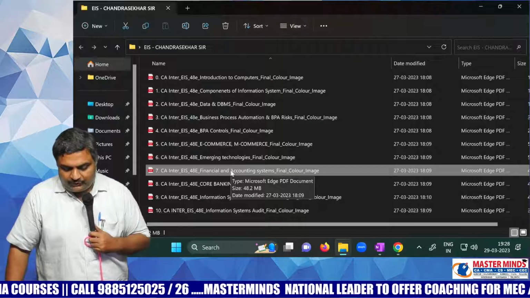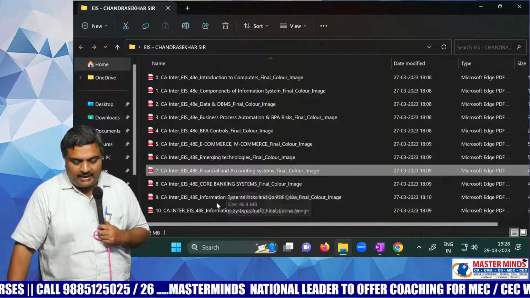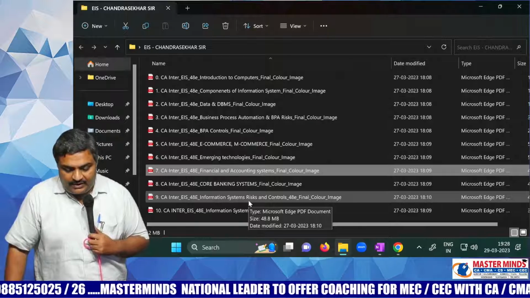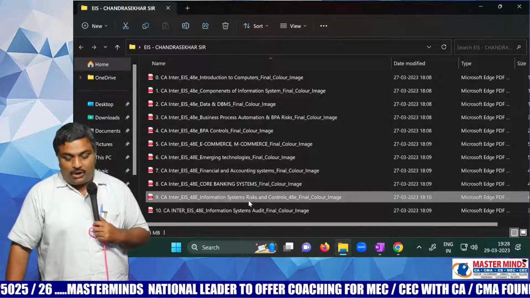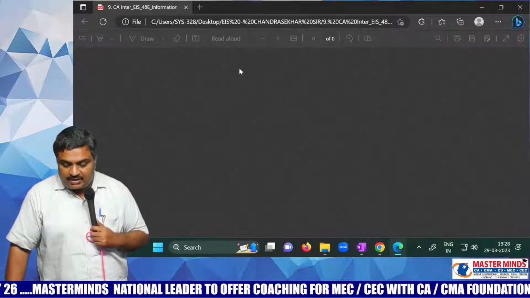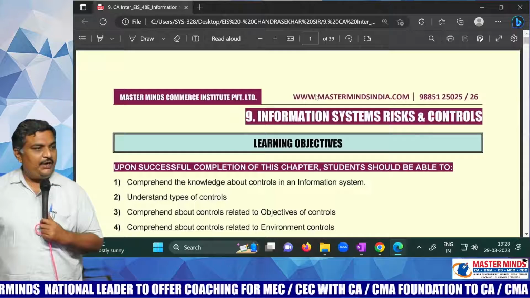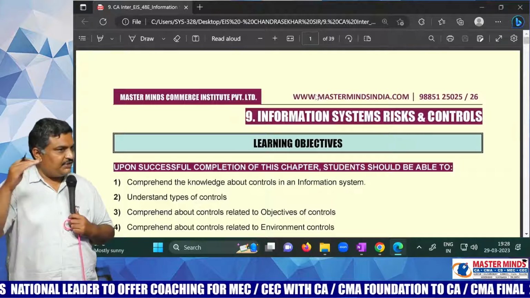Only two: financial and accounting systems, and core banking. Information system audit is not a separate lesson for you, because whatever you learn in the information system risks and controls lesson, the same things get repeated in the auditing lesson. How and why? First you understand this.